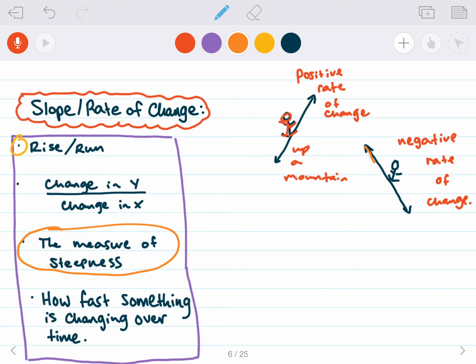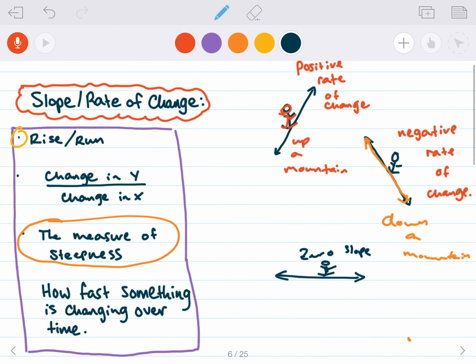On the other hand, a line that looks like this, that slopes downwards, has a negative rate of change because here we're walking down a mountain. So that's one way to think of it. And then, of course, zero slope is just basically flat. So this is zero slope, and we're not walking up or down a mountain. We're just kind of on this flat terrain.